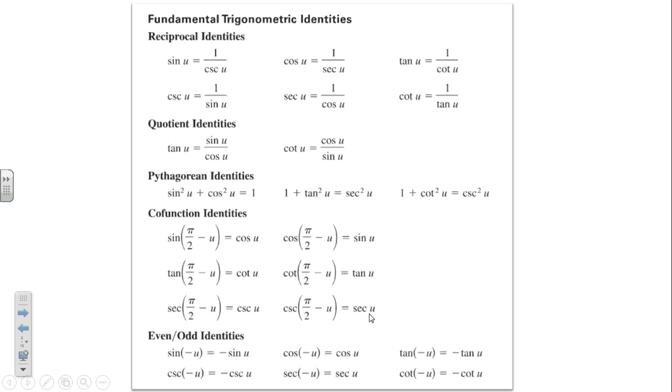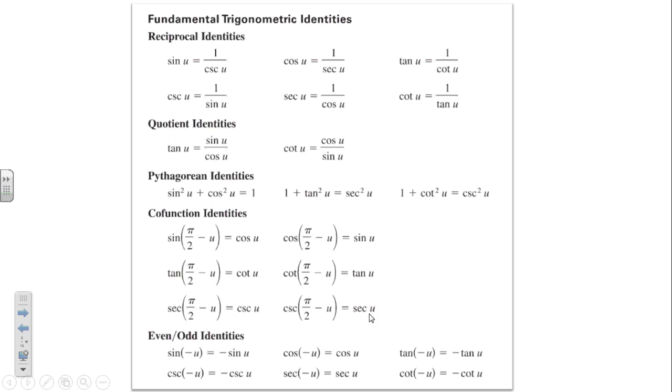Quotient identities. This one, I think many of you probably recall. I saw some of you using it on your test, and that's good. The tangent is the same thing as the sine over the cosine. So if we have a tangent of some angle, we take the sine of that angle over the cosine of that angle, and we'll simplify it to figure out what the tangent is. Likewise, the cotangent is the same as the cosine over the sine.